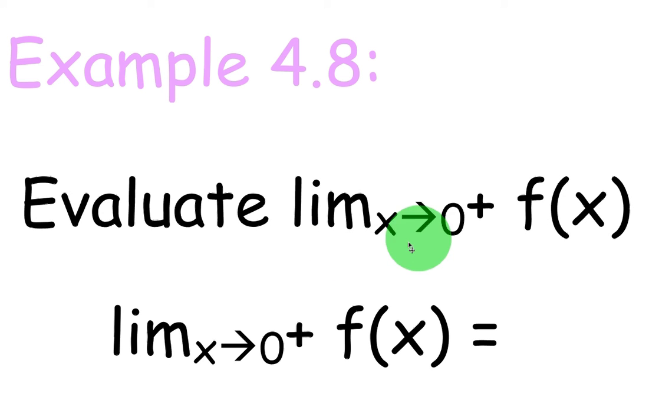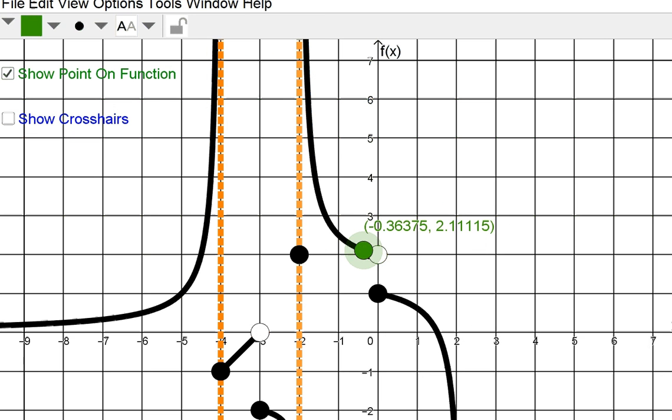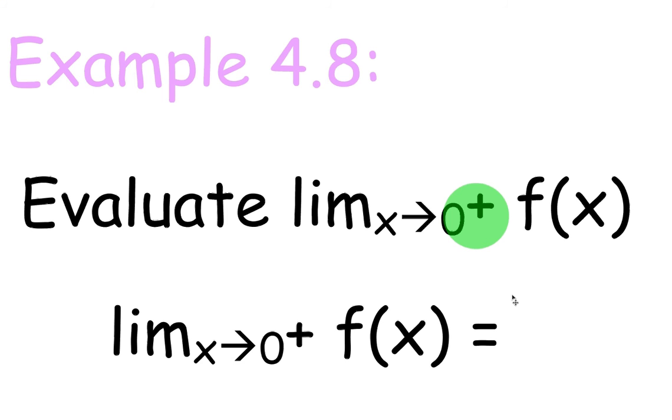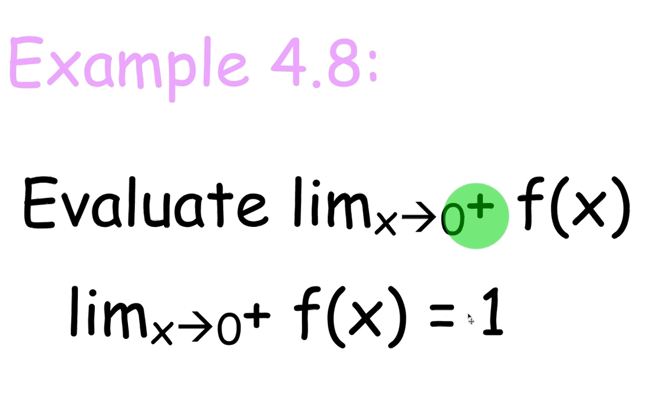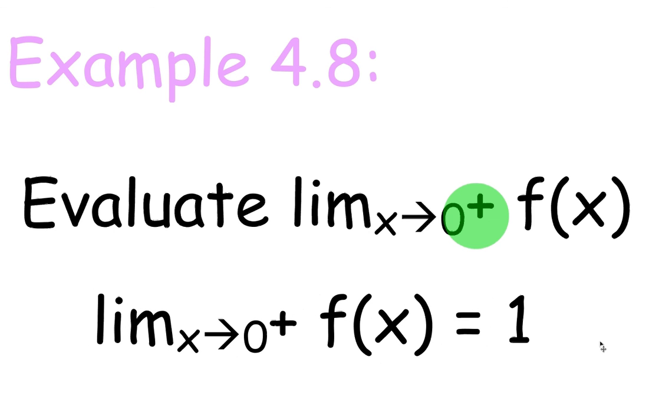Evaluate the limit as x approaches 0 from the right of f of x. Okay, so we're going to go on this piece, and we're approaching from the right, so it's moving left. And this time it actually gets there: as x approaches 0, y approaches and reaches 1. Again, it doesn't have to reach it, but in this case it does. Therefore, because it was approaching 1, the answer is 1 for our limit.